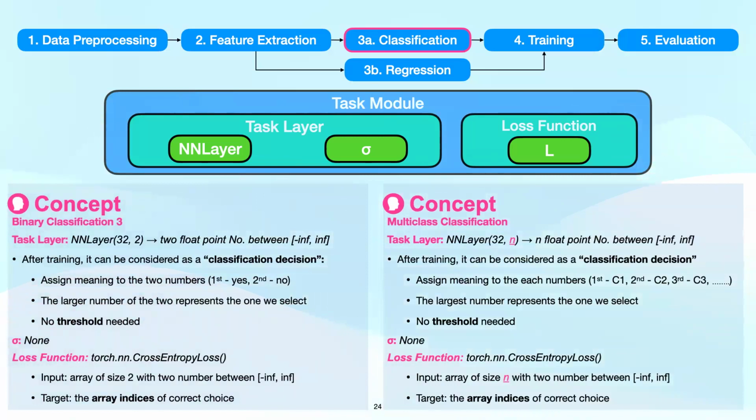So lastly, we can also do multi-class classification. If we have multiple classes, instead of just answering a yes or no question, in this case, it's a very straightforward generalization from this binary classification 3 category. What you do is basically you are just converting this number 2 to a number n, as you can see here. So it's a classification decision among a different number of classes, and you just choose the class with the largest output.